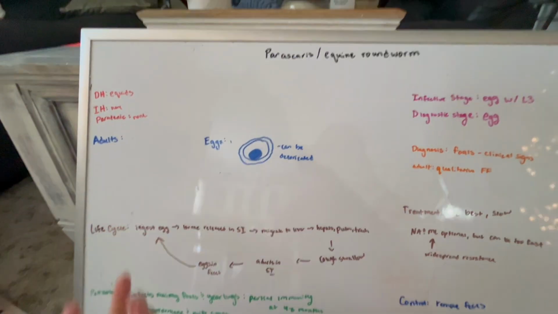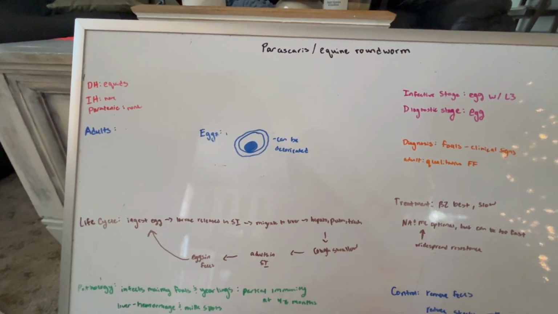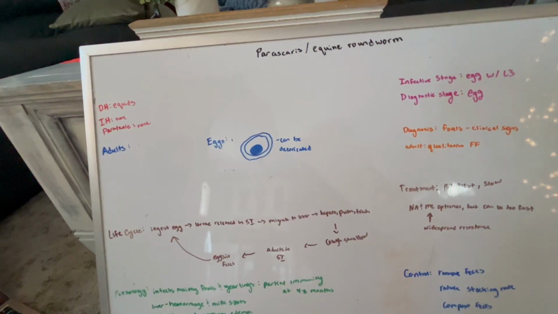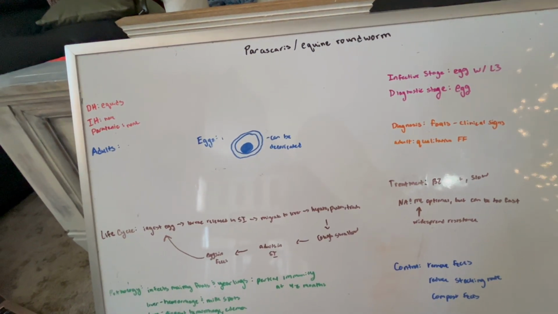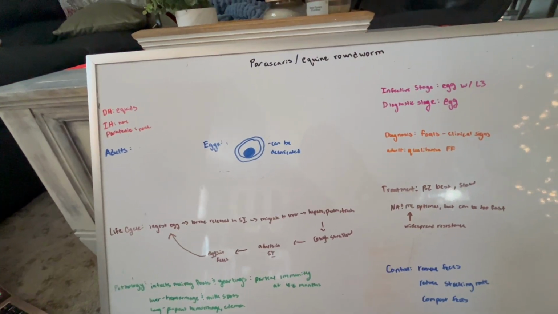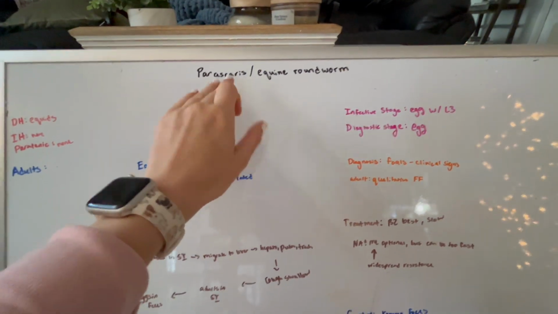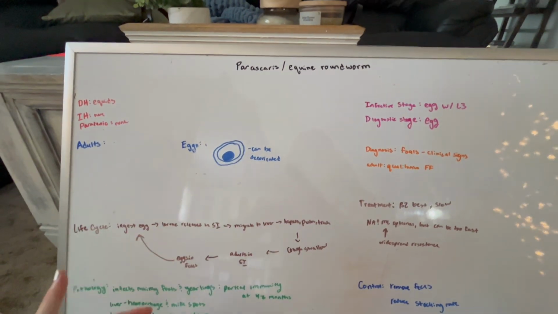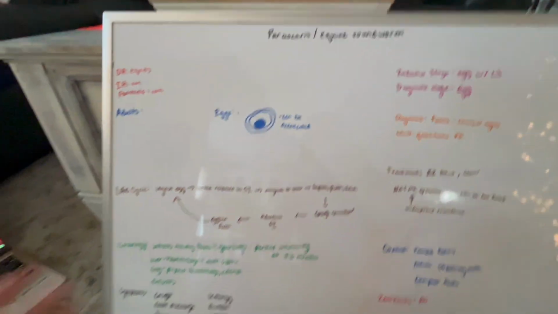The eggs look like a typical roundworm. The only thing to note is that they can be corrugated. So it's just important to note, if you see a roundworm on our lab exam, we really have to look at what species it is from because this is a very specific equine one. So if you see a roundworm, she says she collected it from a horse, it's going to be Parascaris.